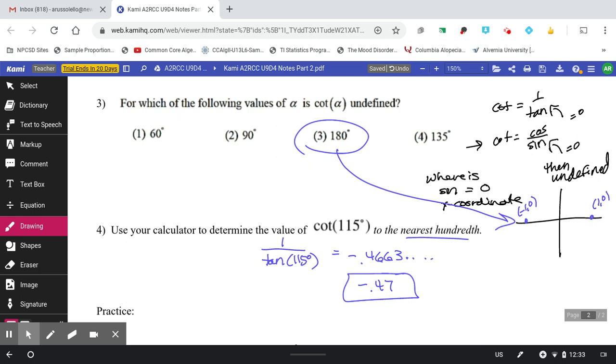Now, you could also have done the cosine of 115 divided by the sine of 115, and you would have gotten the same answer. All right, so there's a few practice problems, and then we are done with lesson 4.